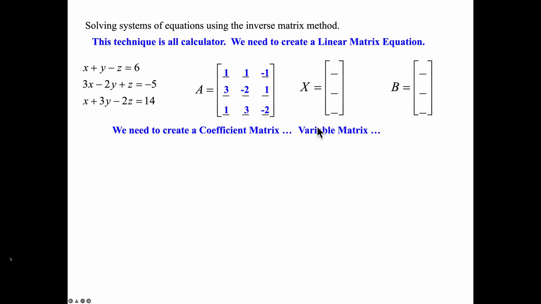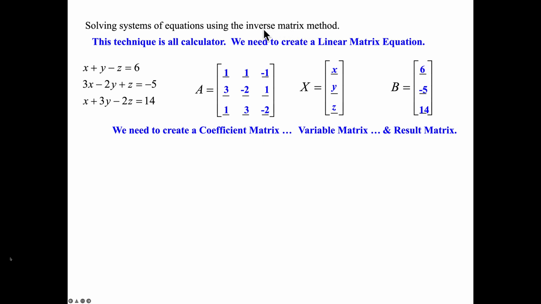Your variable matrix is just the variables that are given in the system, x, y, and z. This just lets us know what variables we're solving for. B is the result matrix, what all your equations are equal to. So 6, negative 5, 14. All right, so you probably recognize this from when we did the Cramer's rule. It's the same system.